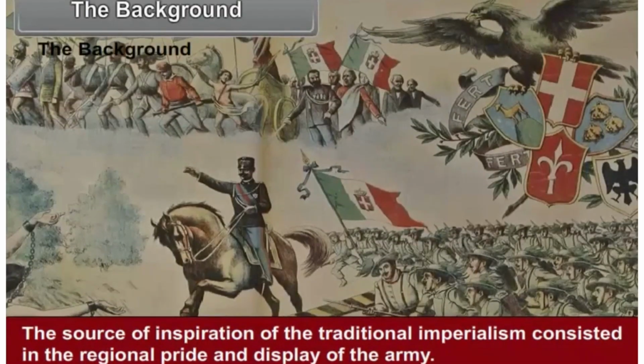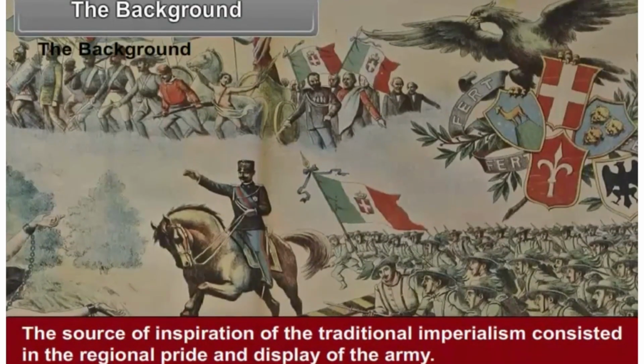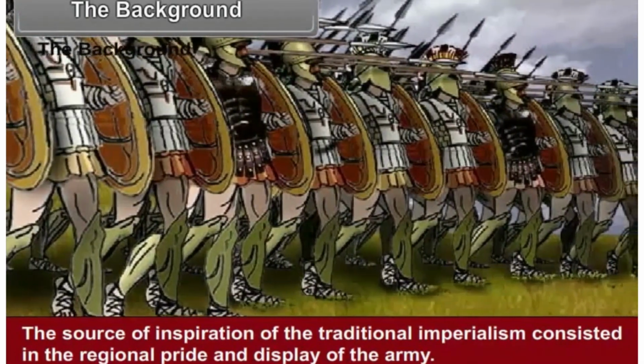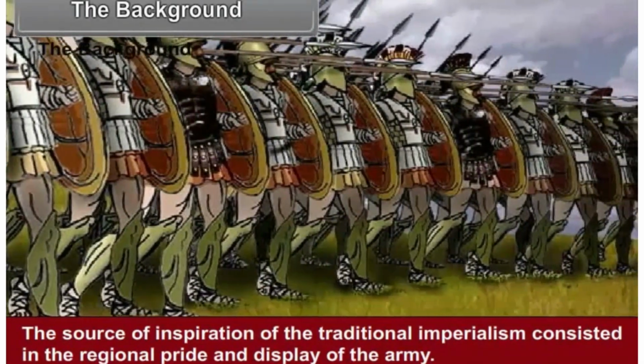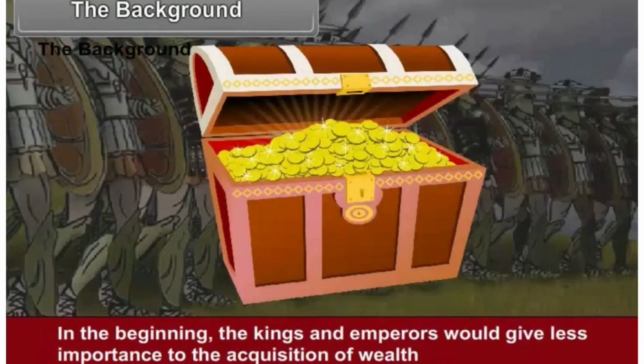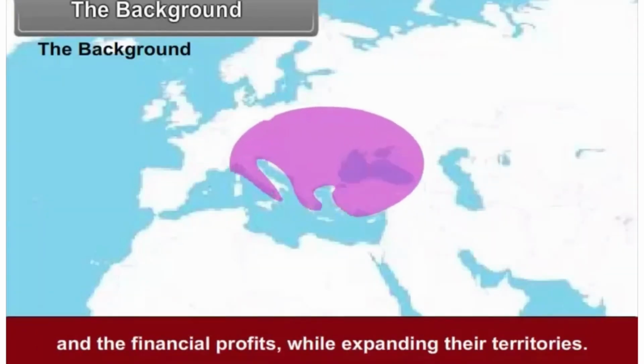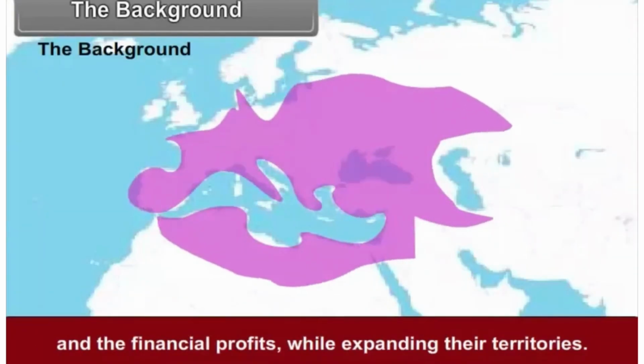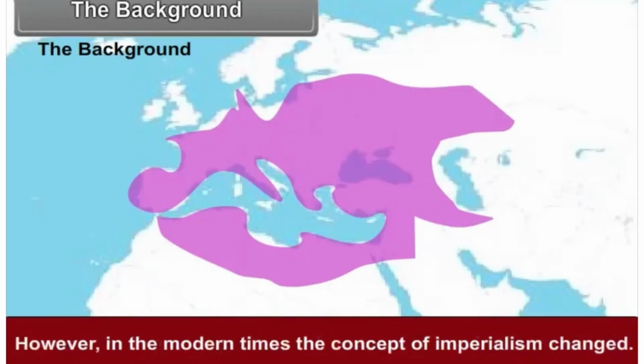The source of inspiration of the traditional imperialism consisted in the regional pride and display of the army. In the beginning, the kings and emperors would give less importance to the acquisition of wealth and the financial profits while expanding their territories. However, in the modern times, the concept of imperialism changed.